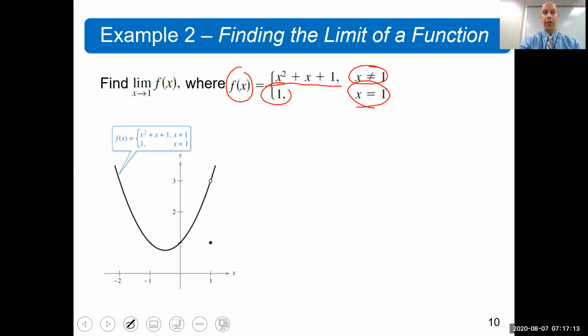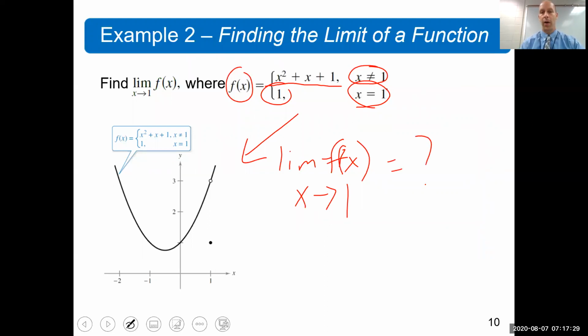This is the graph of this function. So my question is, what is the limit of f of x as x goes to 1? My handwriting there is horrible. What is that limit? Well, look at the picture. When we look at the picture, we can easily see what that answer is. At least I think you can. What would be the predicted y value as x goes to 1?